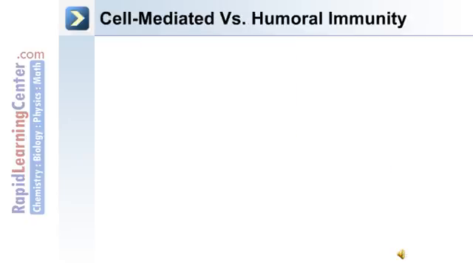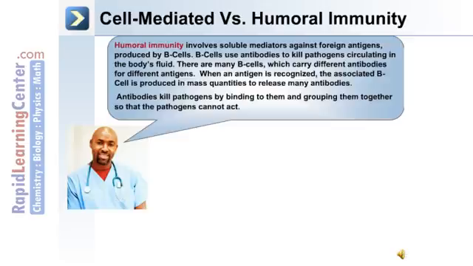Lymphocytes are involved in immune responses against foreign antigens or virally infected cells, and these responses can be divided into cell-mediated and humoral immunity. Humoral immunity involves soluble mediators against foreign antigens, and these are produced by B cells. B cells use antibodies to kill pathogens that are circulating in the body's fluid. There are many B cells which carry different antibodies for different antigens. When an antigen is recognized, the associated B cell is produced in mass quantities to release many antibodies. Antibodies kill pathogens by binding to them and grouping them together so that the pathogens cannot act.